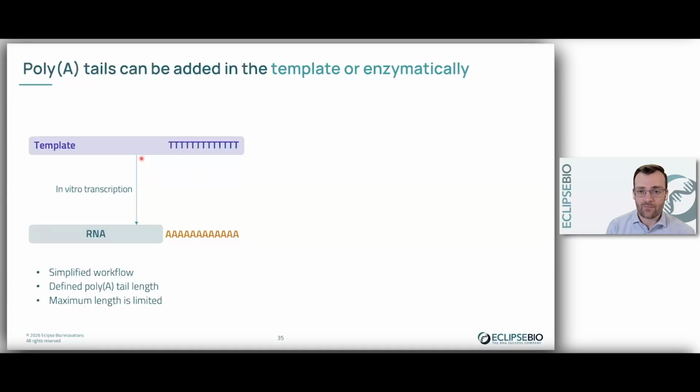It allows you to get very defined poly A tail lengths. Although there are limitations, there's a maximum length that you can get because E. coli do tend to do recombination on homopolymeric stretches, including poly A tails. So typically around 120 nucleotides is a common maximum length that's used, although adding linker regions can extend that.